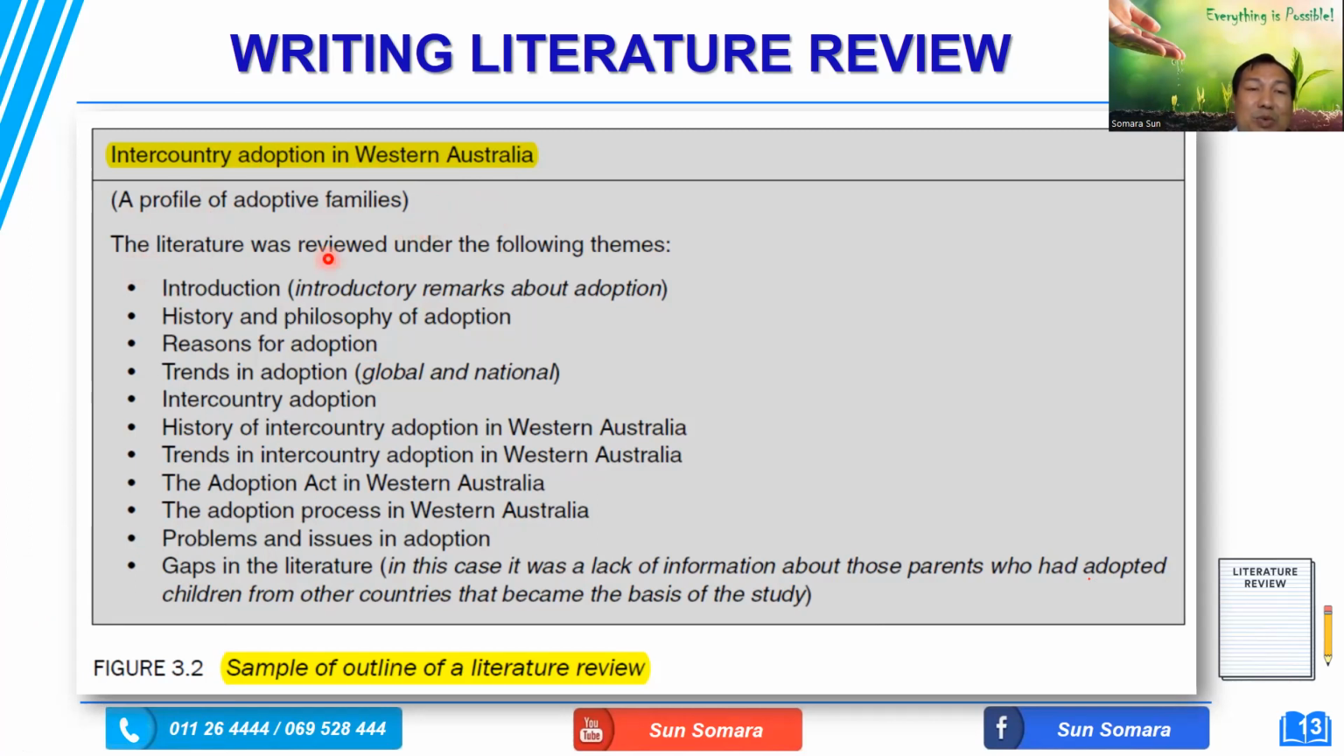The review was organized under the following themes. You can see the first one is the introductory remarks about adoption, the history and philosophy of adoption, reasons for adoption, and trends in adoption, global and national. Somehow we need to review both international and national. Inter-country adoption means adopting from another country into one country.